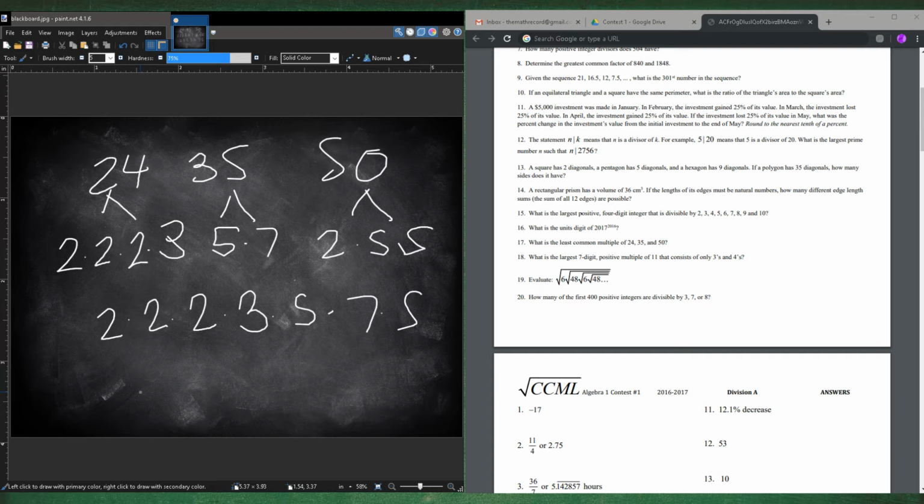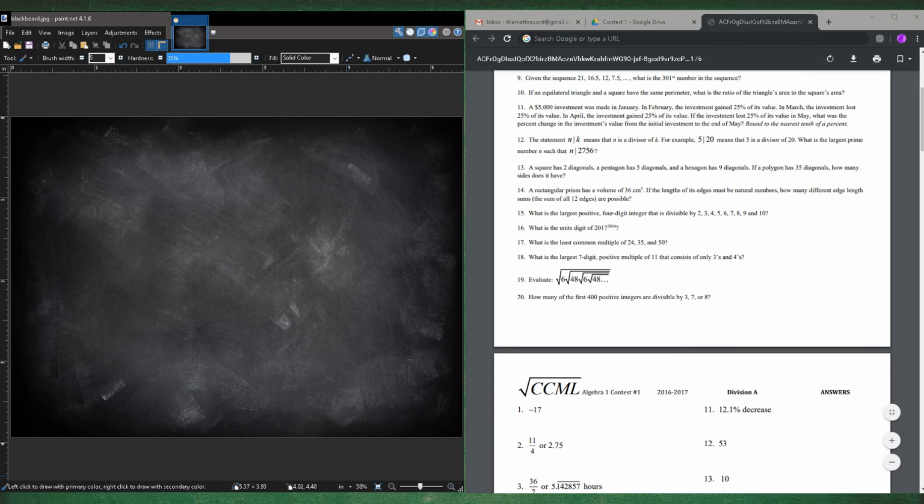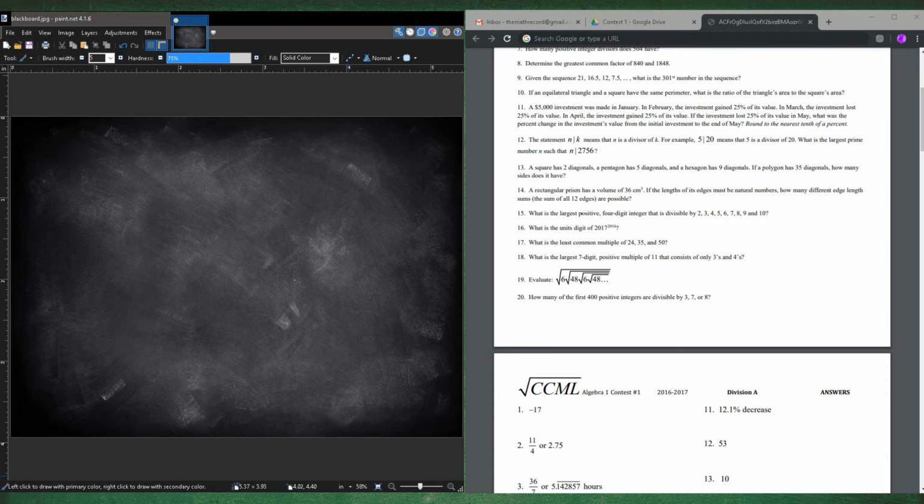So it's just going to be 2 times 2 times 2 times 3 times 5 times 7 times 5, which gets 4,200 as the least common multiple, which is also referred to as the LCM. Because the LCM is, if you divide the LCM by any of these numbers, so 4,200 divided by 24, 35, or 50, it's got to get an integer. That's what it means. Question 18.